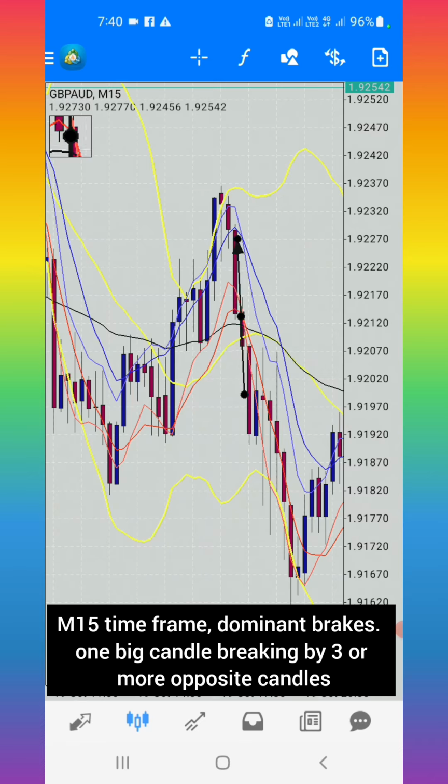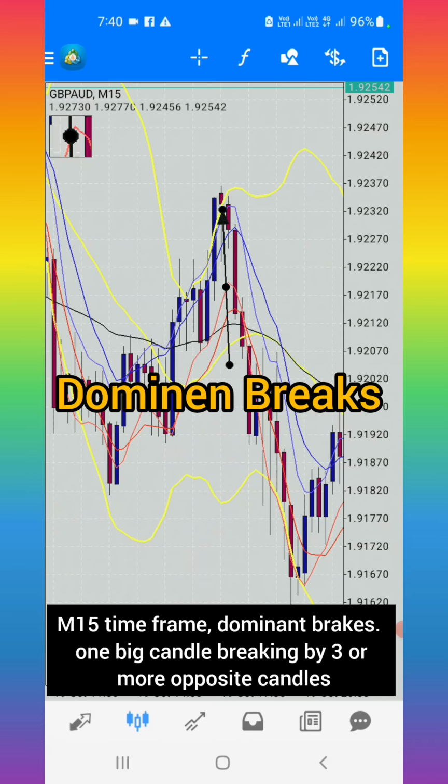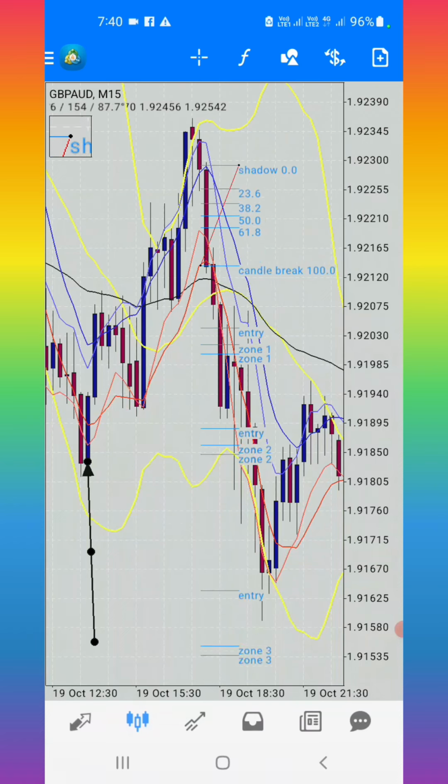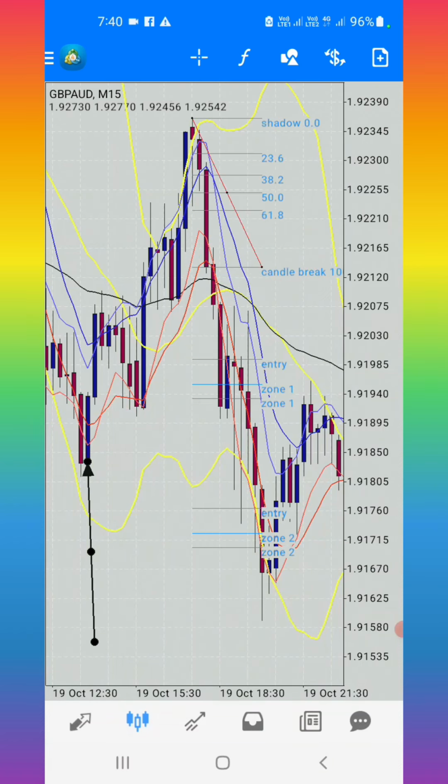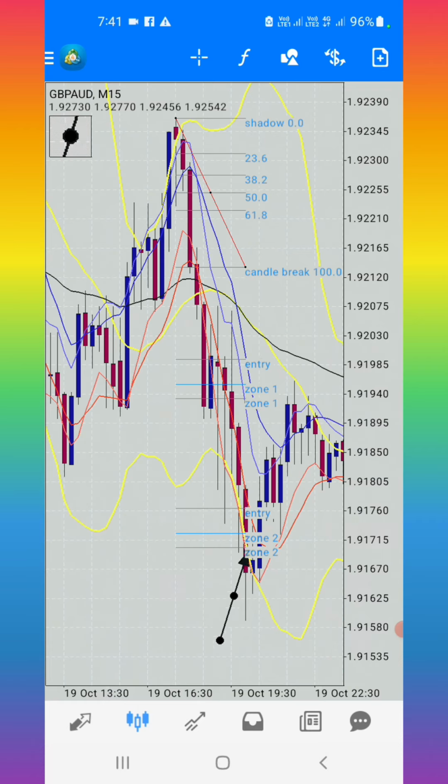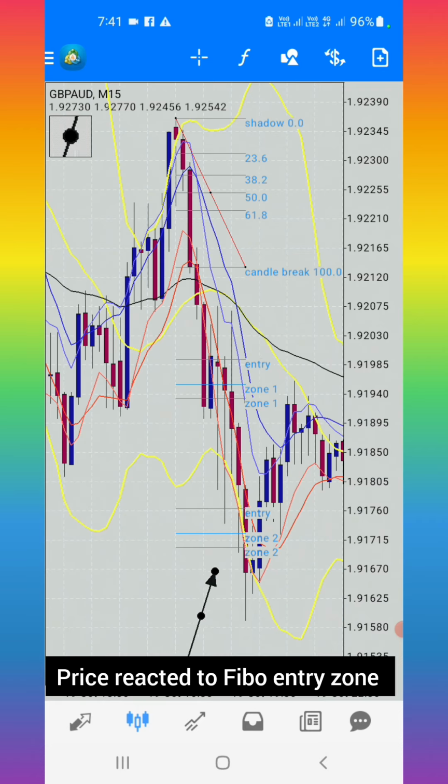15 minutes time frame dominant breaks. One big candle breaking by three or more opposite candles. Price reacted to Fibo entry zone.